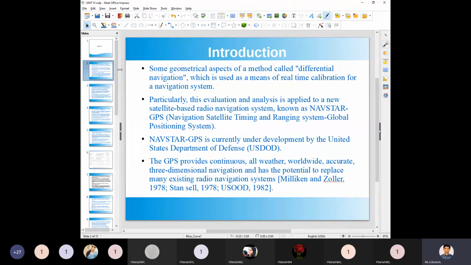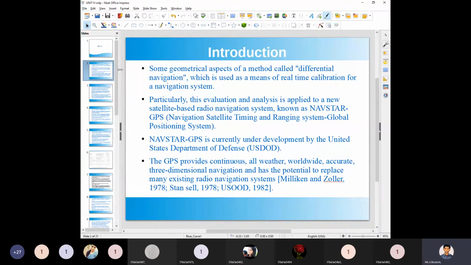Particularly this evaluation and analysis is applied to a new satellite-based radio navigation system, which is known as NavStar.